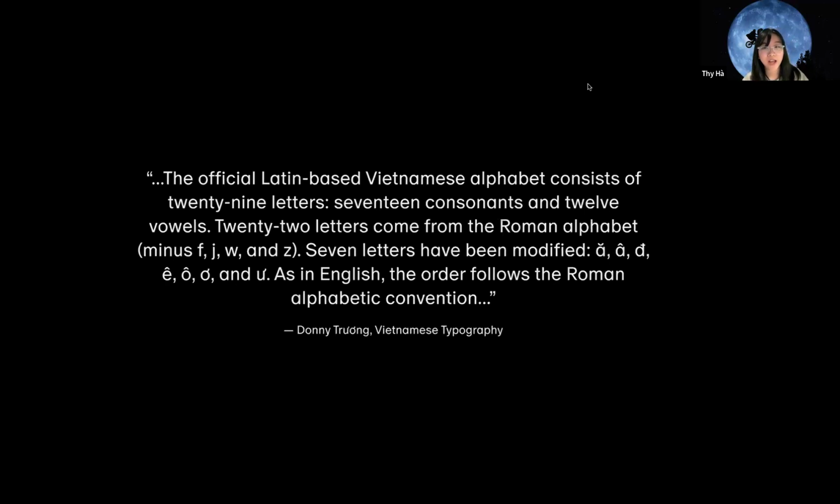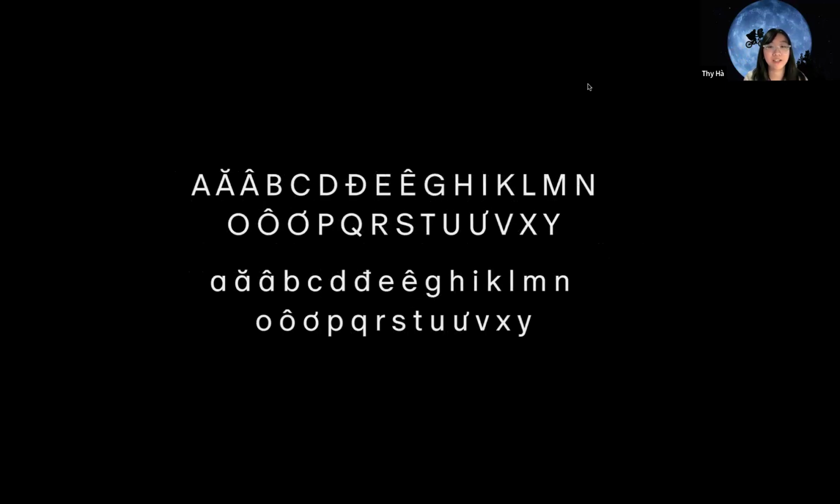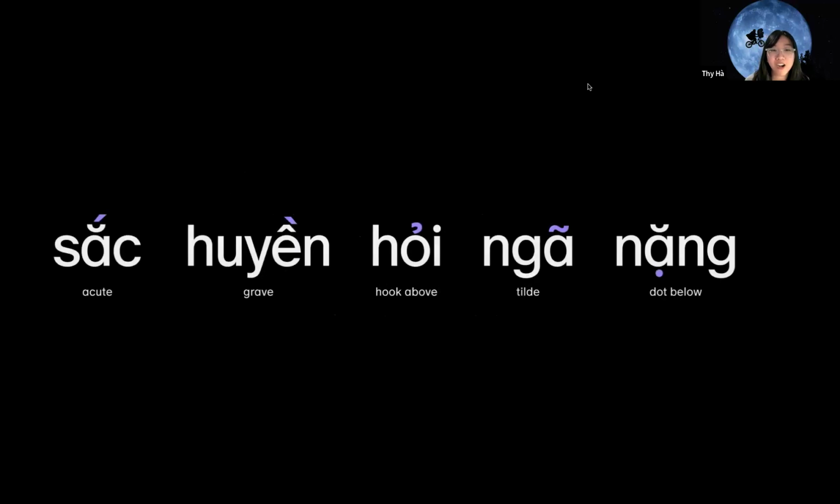And then we add modifier marks and create the modified letters. The order of these letters also follows the Roman alphabetic convention. So here is the alphabet that we use, also adding the marks, which you can probably see are similar to the photo from Cooper Black before, with Sắc, Huyền, Hỏi, Ngã, and Nặng, which mean acute, grave, hook above, tilde, and dot below.